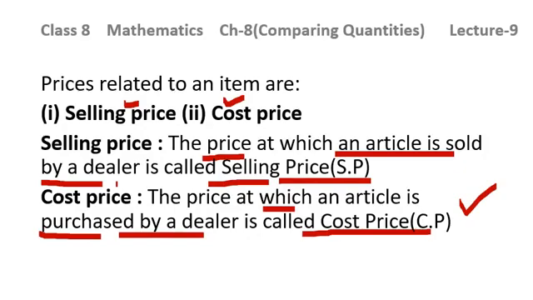What do you mean by selling price? As the name indicates, the price at which an article is sold by a dealer is called selling price. Cost price, the price at which an article is purchased by a dealer, is called cost price. For example, if you have purchased any article for rupees 900 and you are selling that item for rupees 1000, then 900 is your CP, that is your cost price, and 1000 rupees is your SP, that is your selling price.